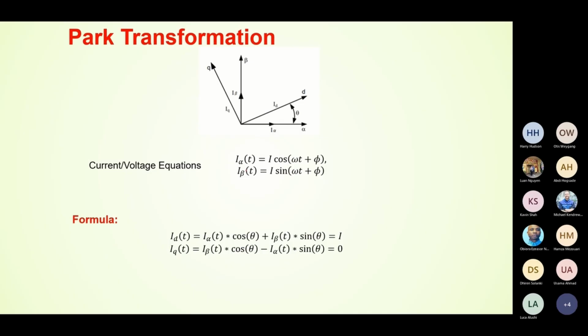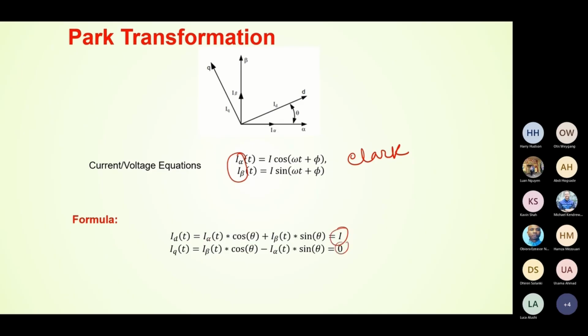Same thing here. Let's say we are given the alpha beta, the Clarke transformed values. How we can get the Park transformation is I alpha times cos theta plus I beta times sin theta, and I beta times cos theta minus I alpha times sin theta. So if you apply this, you get a DC quantity, which is I at 0, 0.